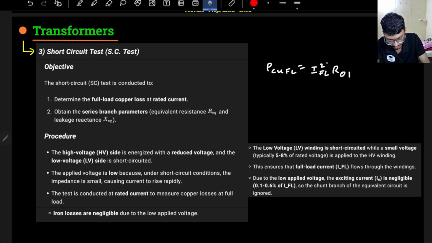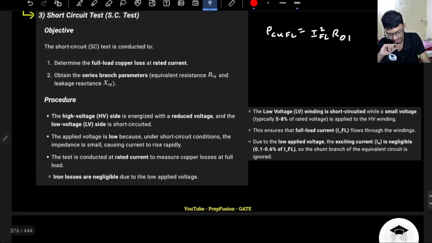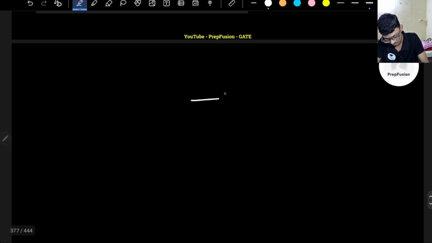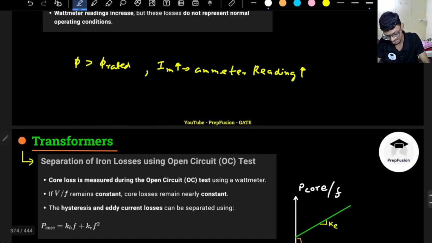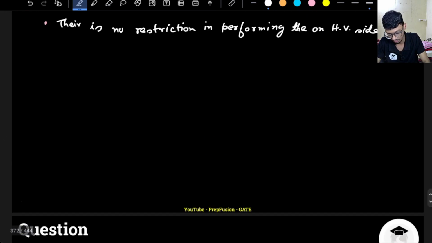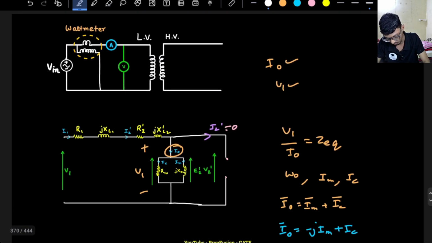So I need to pass full load current. There is no condition for rated voltage, right? I don't need to pass rated voltage. I just need to pass full load current. So in the circuit I need to pass full load current. So what I will do is I will short the secondary. I will short the low voltage winding. I will explain why I will short the low voltage winding.